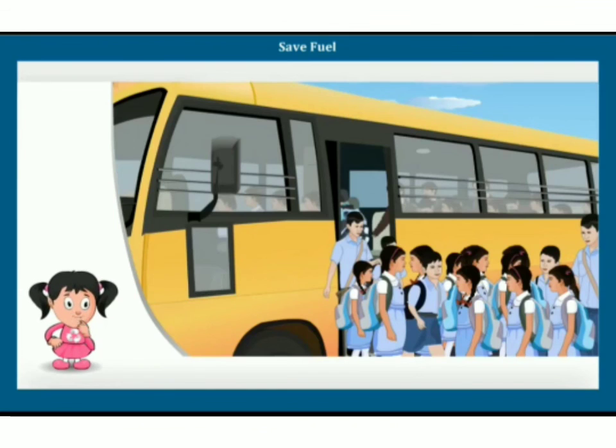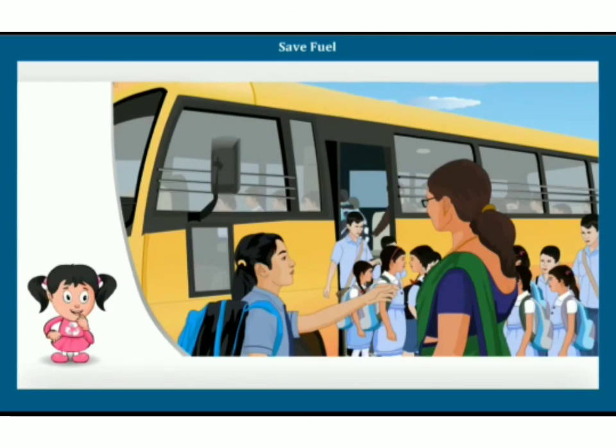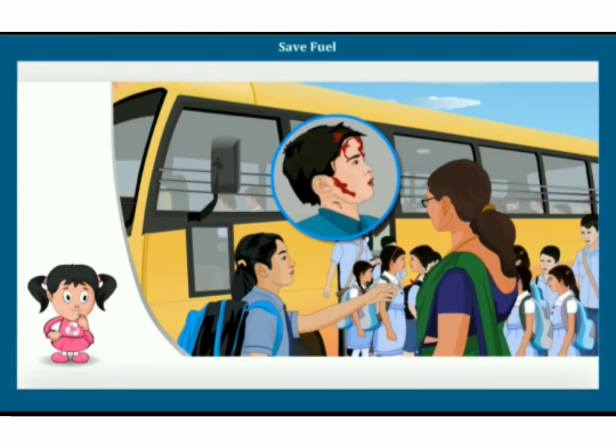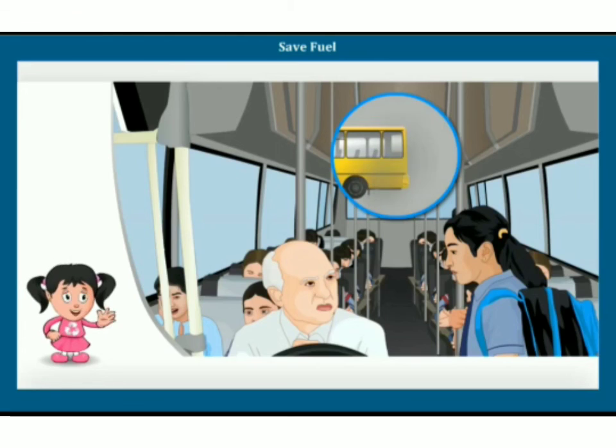If you commute by the school bus, ensure your driver is not driving rashly. If so, bring it to the notice of your teachers and concerned authorities. Rash or aggressive driving not only lowers the mileage of the vehicle, but also increases the chances for an accident. Ask the driver not to keep the engine running at traffic jams and signals for more than 30 seconds. This unnecessarily uses up a lot of fuel and contributes heavily to air pollution.